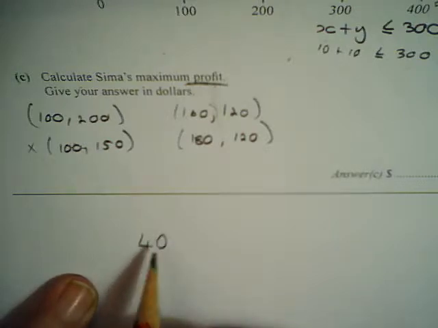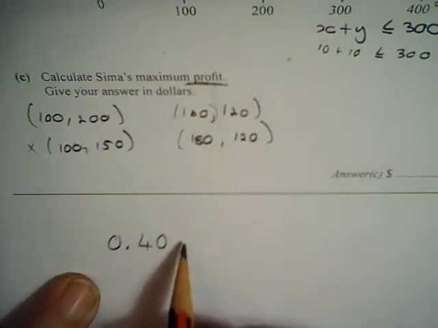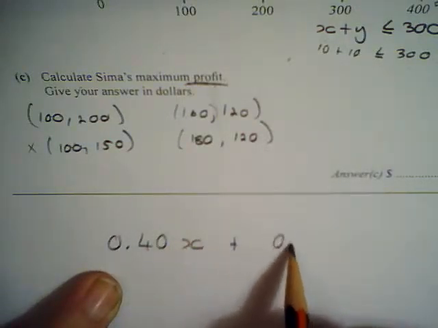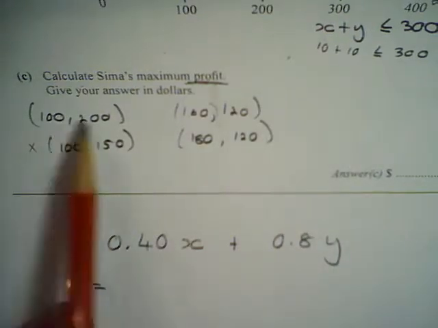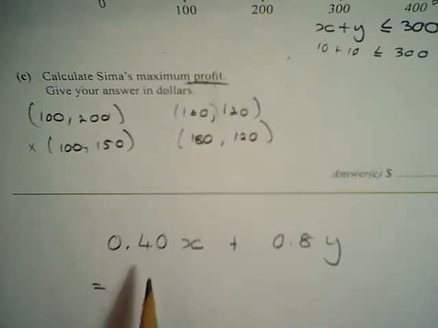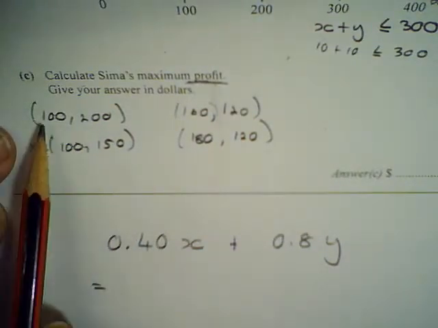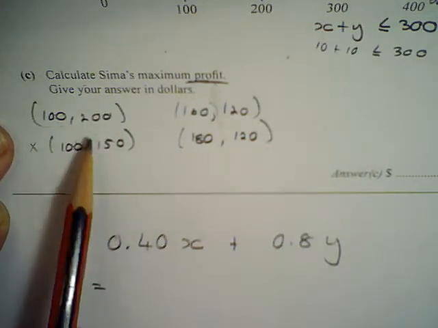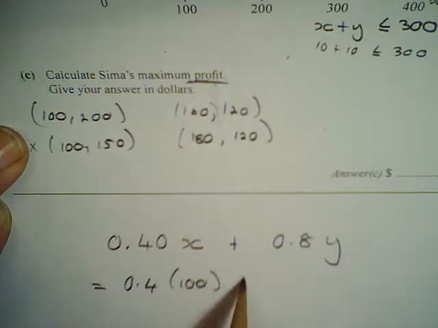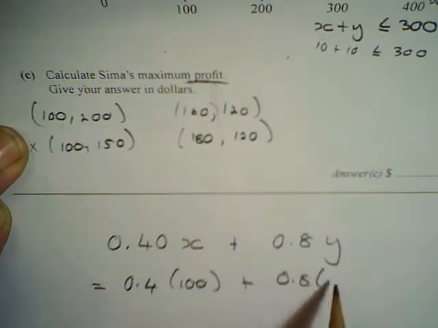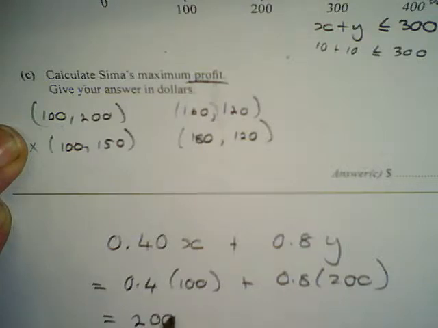So 0.4 of x plus 0.8 of y, and now I have to substitute those values in and find where I would find the highest value. I'm going to look at this one. X is 100, 0.4 times 100 plus 0.8 times 200, and I get $200.